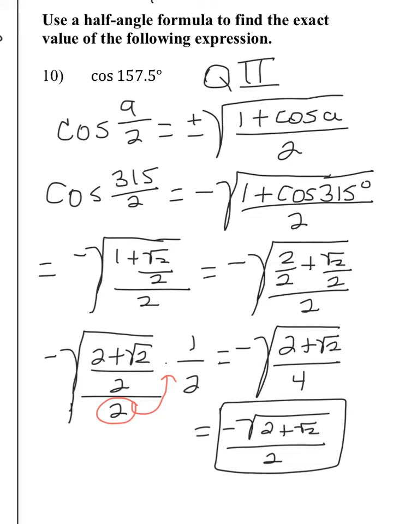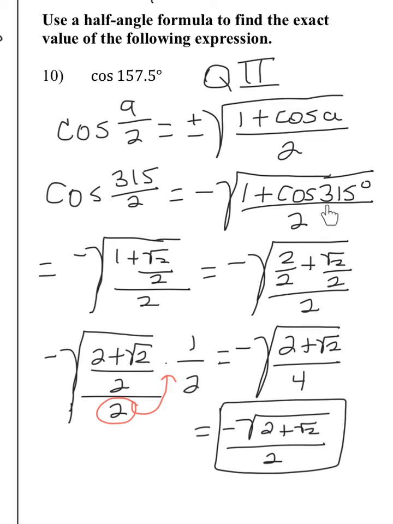Well, cosine is negative in quadrant 2. So that means that down here when I start calculating, I'm going to use the negative root. What is our magic angle here? If you take 157.5 and multiply times 2, you get 315 degrees. This is our primary angle for this formula calculation. So we're going to put that 315 degrees in here for A. So 1 plus cosine of 315 degrees, divided by 2, is what goes inside our radical.